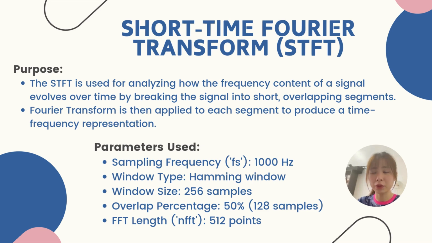Okay, now I'm going to explain the short-time Fourier transform. The purpose of the STFT is to analyze how the frequency content of a signal evolves over time by breaking the signal into short segments. Then the Fourier transform is applied to each segment to produce a time-frequency representation. The following shows the parameters used: the sampling frequency, the window type, window size, overlap percentage, as well as the FFT length.